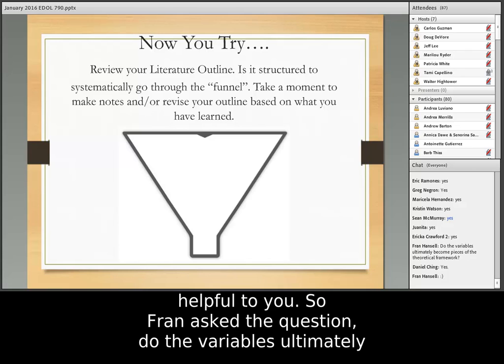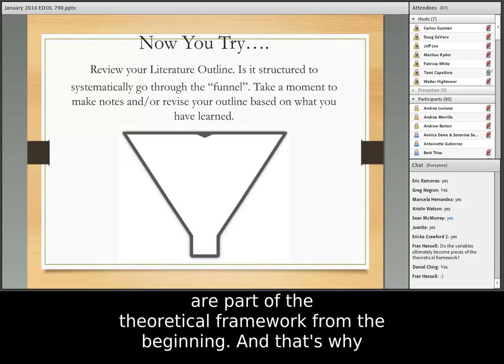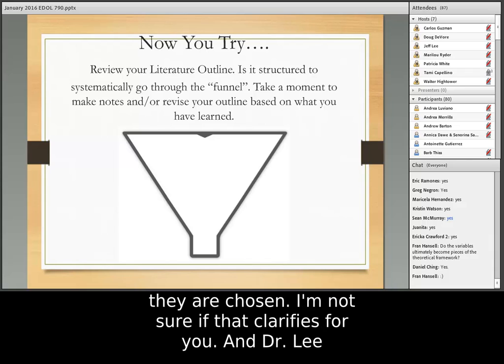So Fran asked a question, do the variables ultimately become pieces of the theoretical framework? Often, Fran, the variables are part of the theoretical framework from the beginning, and that's why they're chosen. I'm not sure if that clarifies for you, but.